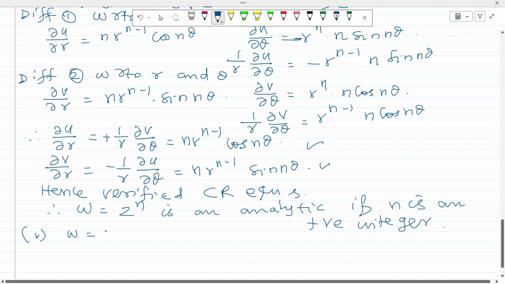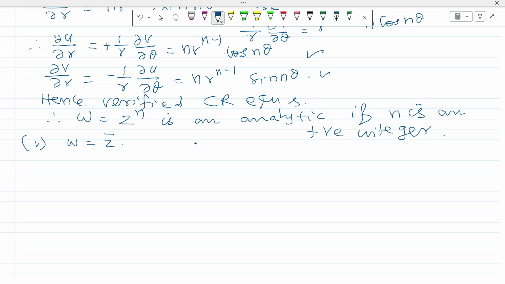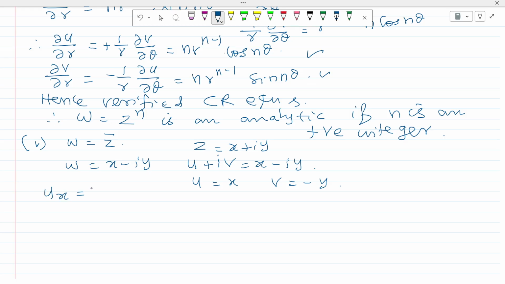W equal to Z bar. What is our W equal to Z bar here? We know that Z equal to x plus iy, where Z bar equal to x minus iy. But W is u plus iv, na? u plus iv equal to x minus iy. u equal to x, v equal to minus y. So what is ux here? 1. uy is 0. vx is 0.